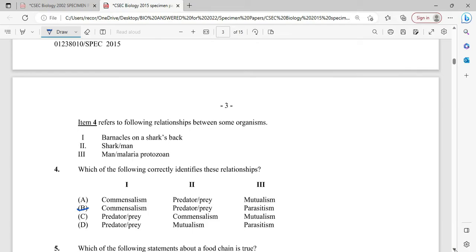Item 4 refers to the following relationships between some organisms: barnacle and shark, shark and man, malaria and protozoa. Which of the following correctly identifies these relationships? It's going to be B. Barnacle and the shark, that's going to be commensalism: one organism benefits, the other is not harmed. Shark and man is going to be a predator-prey relationship. The predator hunts, kills, and feeds on the prey. And malaria and protozoa, that's going to be parasitism. One organism benefits while the other is harmed.